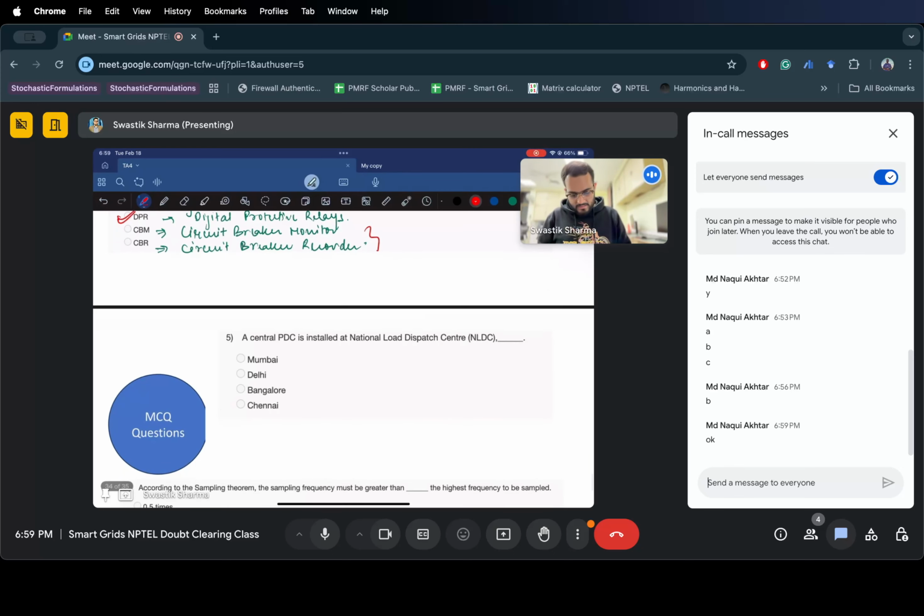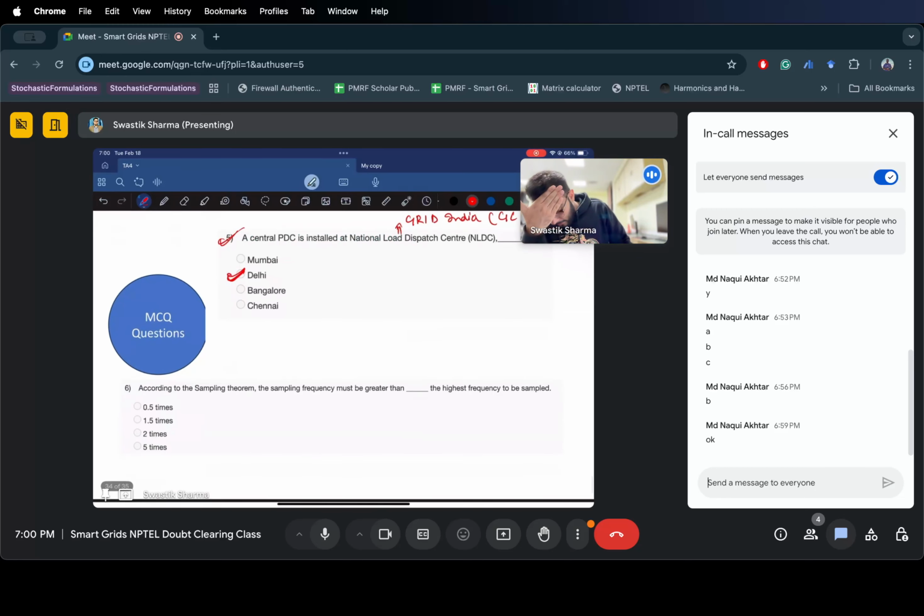Fifth, a central PDC is installed at NLDC. Where is NLDC? It's not NLDC anymore, it's Grid India or Grid Controller of India Limited. So where is it? Does anyone know? It's in Delhi.